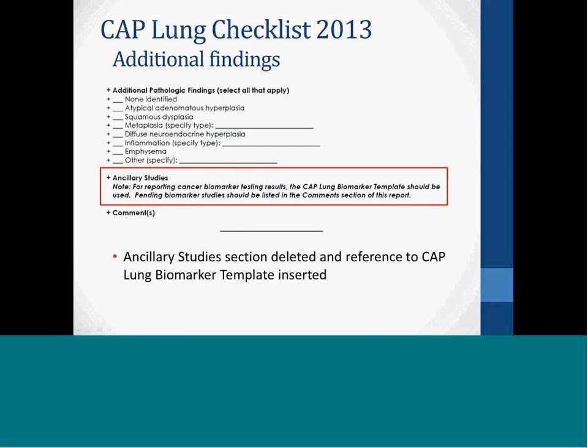Additional pathologic findings in the checklist have not changed. I mentioned previously that the ancillary studies field has changed in that the ability to enter anything into that field has now been deleted and replaced with a note that makes reference to the biomarker checklist instead. And there's a field for any other comments that may be inserted.